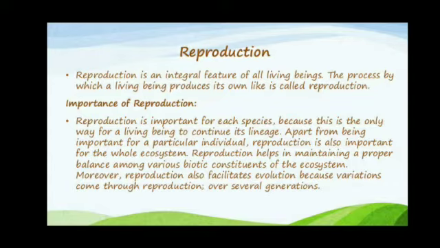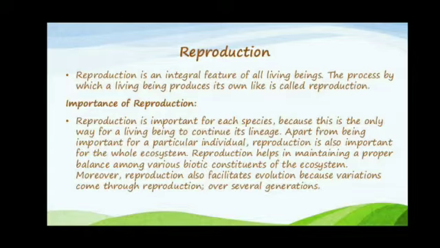And re means again, and you are familiar with the term production. You can produce something only if something existed in the past. So reproduction is the process of producing new organisms from the existing ones that belong to the same species. This is the definition of the term reproduction. Now the question arises, what is the need of this process?